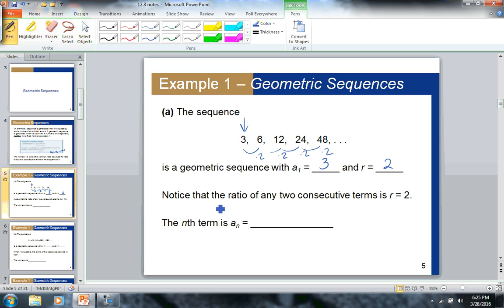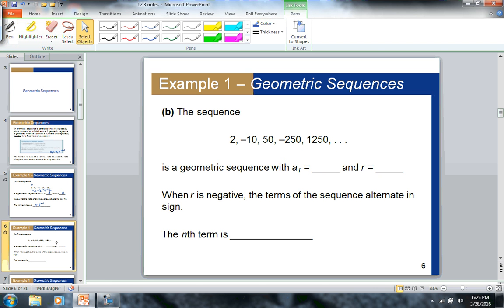So here it says, notice that the ratio of any two consecutive terms is r equals 2. So we can start anywhere. We don't have to start with the first term. We could start here at our fourth term, but to go from the fourth term to the fifth term, you still have to multiply by 2. So then if we're going to write the equation for the nth term, that means we would take our first term, which is 3, and then multiply it by our ratio, 2, and then that ratio gets applied to the n minus 1 power.